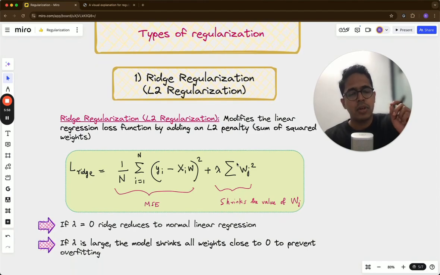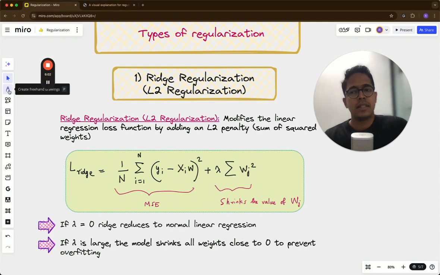W is the individual weight term. So if your model is just a straight line, y equal to mx plus c format, then this is simply m square because you just have one weight term.